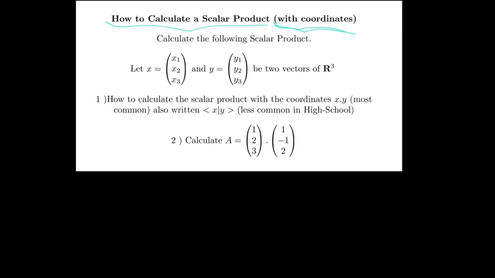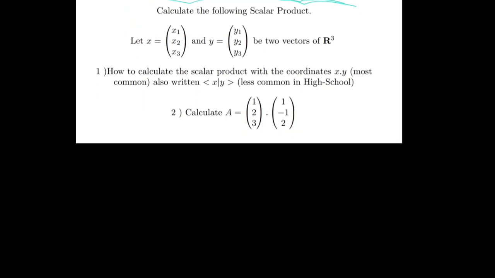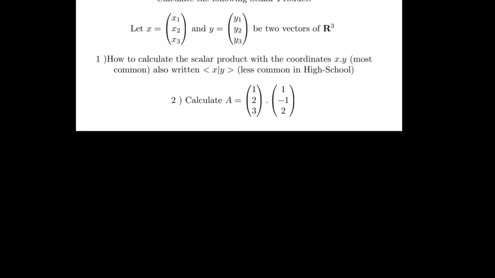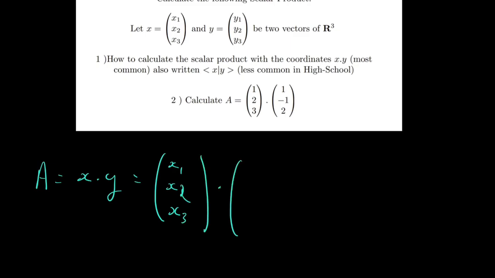So here, because I am in mathematics, I don't have to put an arrow on x and y because I said that they are in R3. So the scalar product between x and y, let's call it capital A. If I rewrite x and y as their coordinates, x1, x2, x3, scalar product dot product y1, y2, y3.